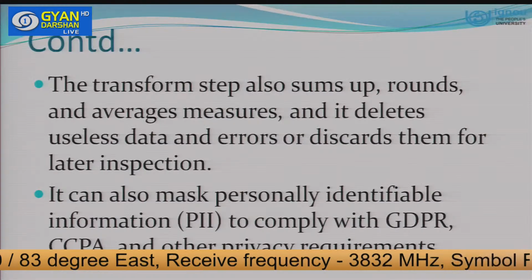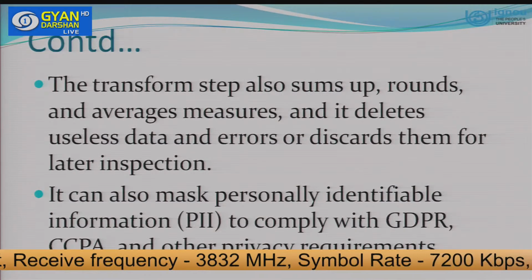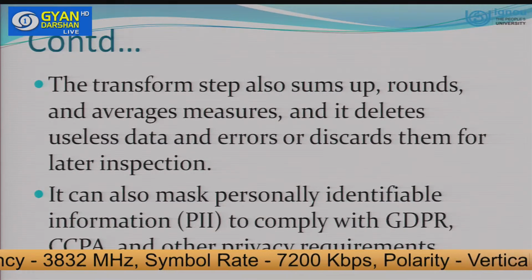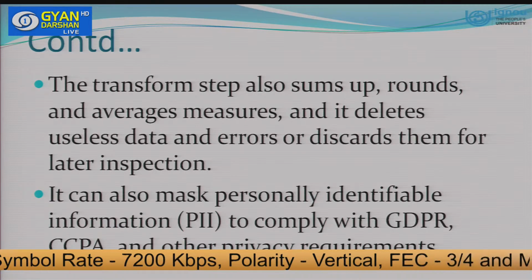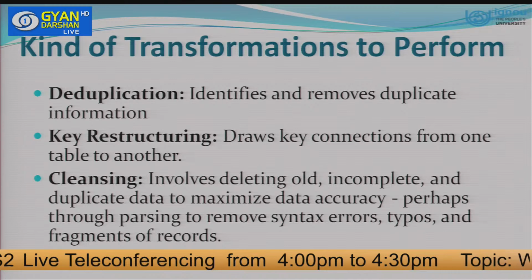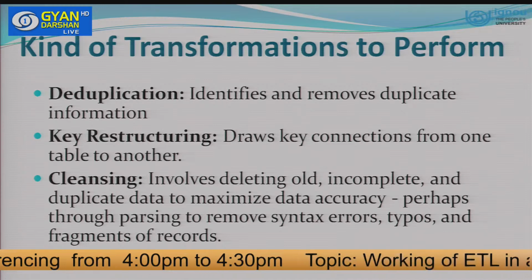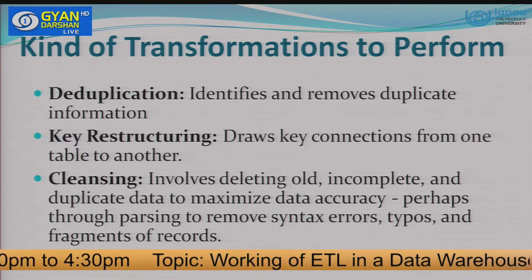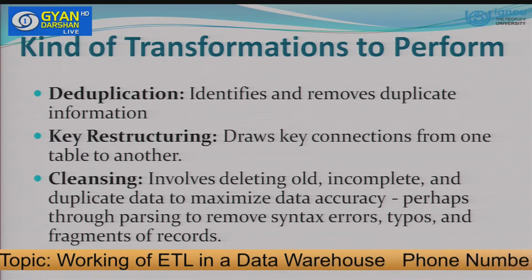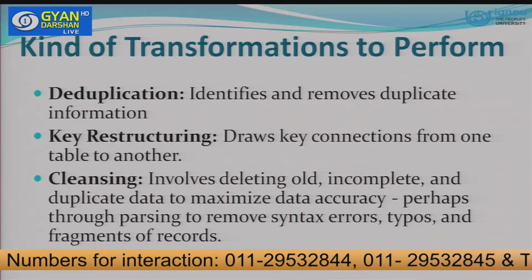It can also mask personally identifiable information, called PII, to comply with GDPR, CCPA, and other privacy requirements. So wherever you have to mask, you apply the masking mechanism as per the privacy guidelines. The kinds of transformation one can perform are, first, deduplication, which identifies and removes duplicate information, like the normalization process. Key restructuring is another transformation that may be performed, to draw key connections from one table to another.